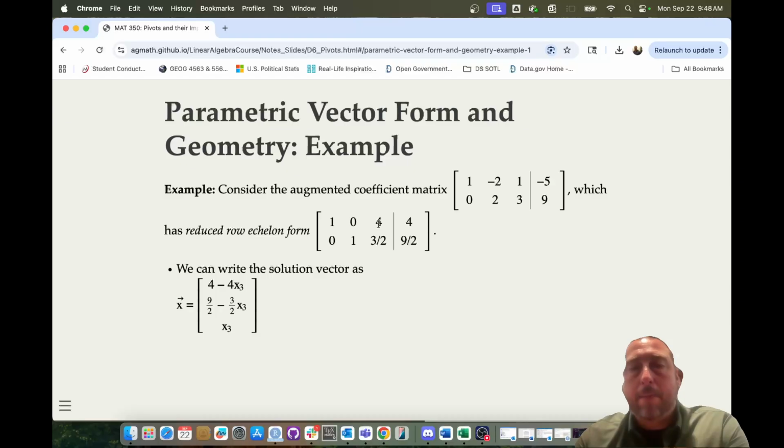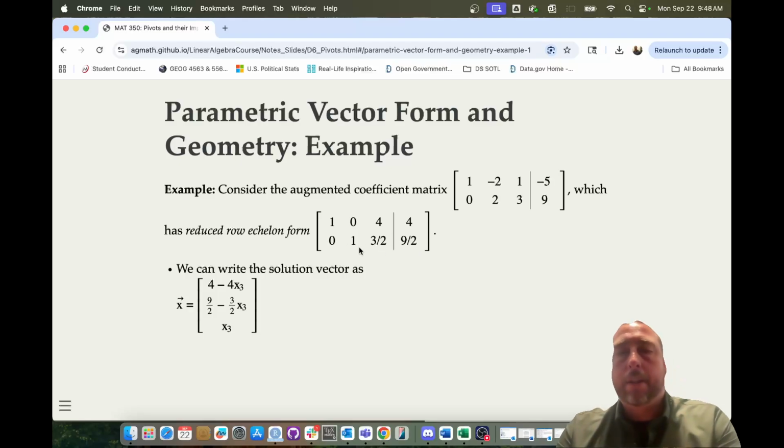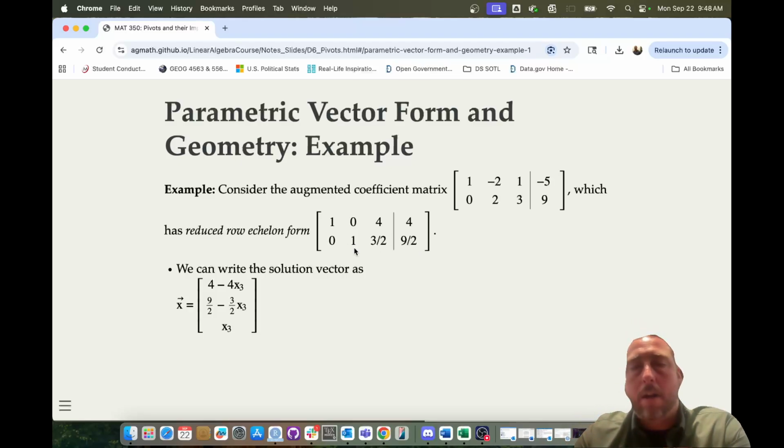We can rewrite that by subtracting 4x3 from both sides, and we get x1 is equal to 4 minus 4x3. And then similarly, we can read the solution to the second equation off. We'd have x2 plus 3 halves x3 is equal to 9 halves. But then similarly, we can solve this for x2 by subtracting 3 halves x3 from both sides. And we obtain this here, that x2 is equal to 9 halves minus 3 halves x3.